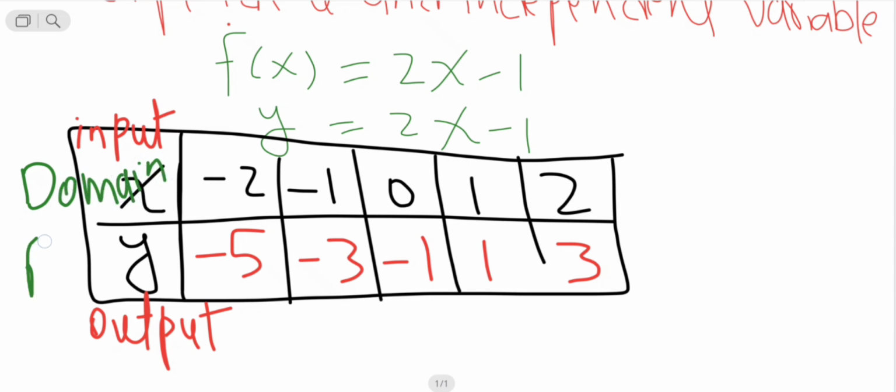And y is what? Range. Clear? So values of x always domain and values of y always range. I hope it is clear. What is domain, what is range? I hope you understood. So let's see now one more example to know more detail about the domain and range.